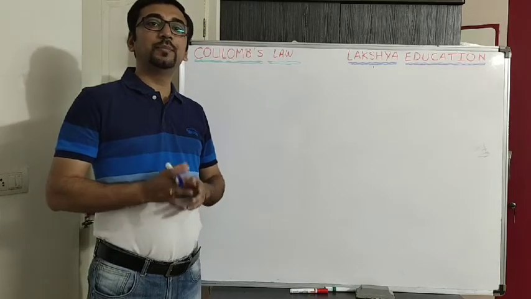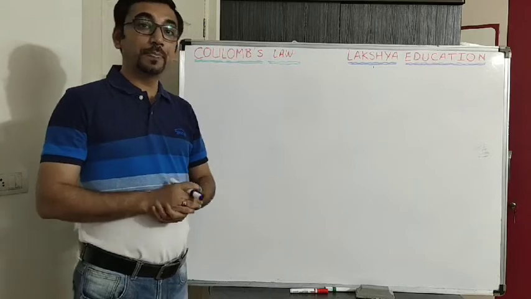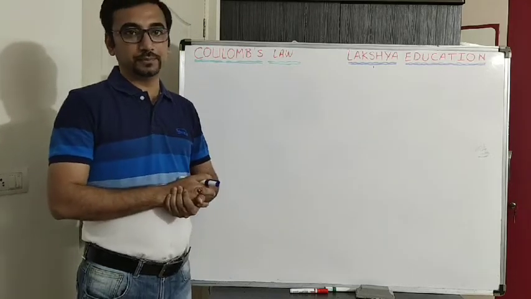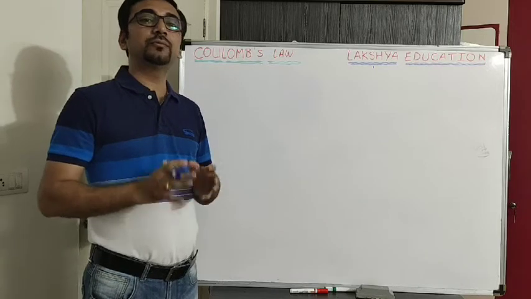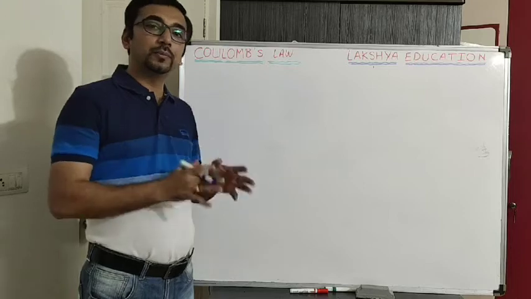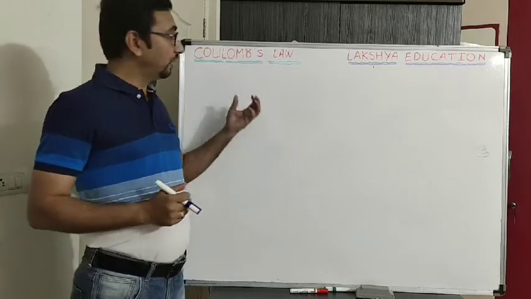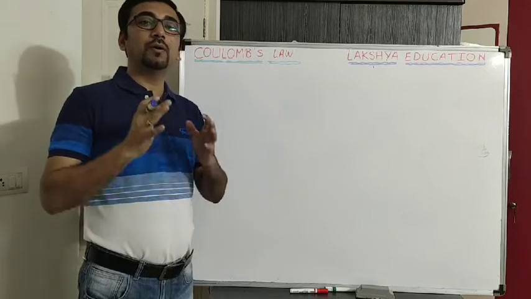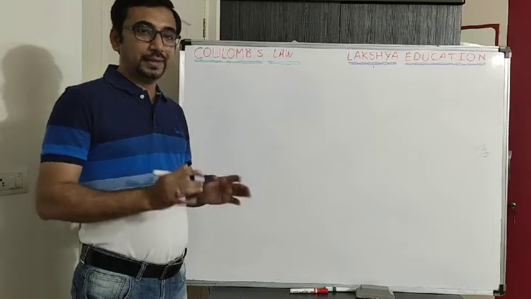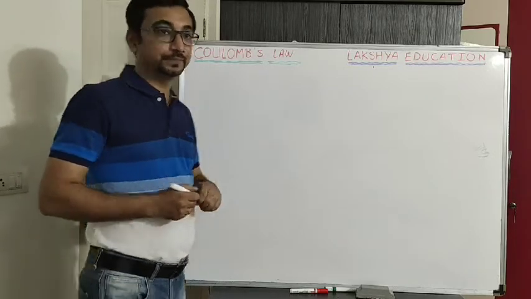Hi students, in the previous video we studied Coulomb's law, but that was in scalar form. Now we are going to study the same Coulomb's law in vector form. Coulomb's law represents the force of interaction between two charges when they are placed in vacuum or any other medium. Now force is a vector quantity, so we have to consider the direction of force as well. So here we will take one example and try to obtain Coulomb's law in vector form.